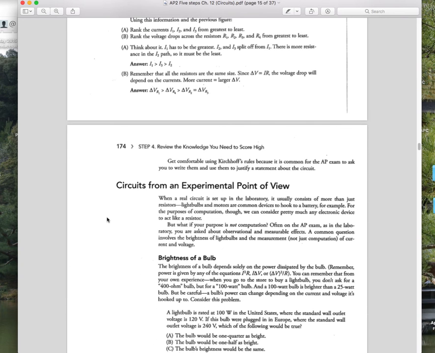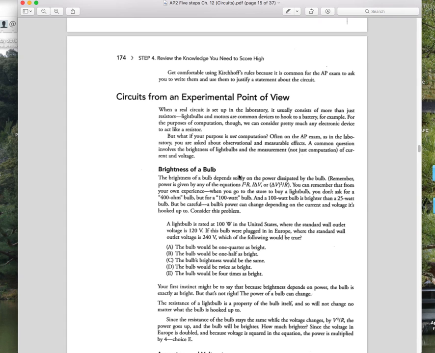Maybe a little higher than that in your textbook. Brightness of a bulb, I think that's actually really important to be able to rank those also. So the brightness of a bulb depends only on the power dissipated. So that's I squared times R, V times I, or V squared divided by R.